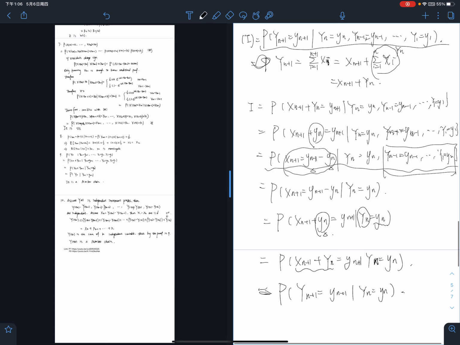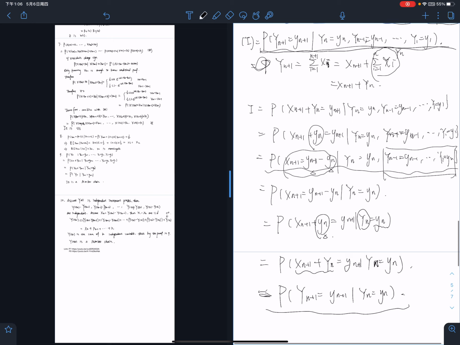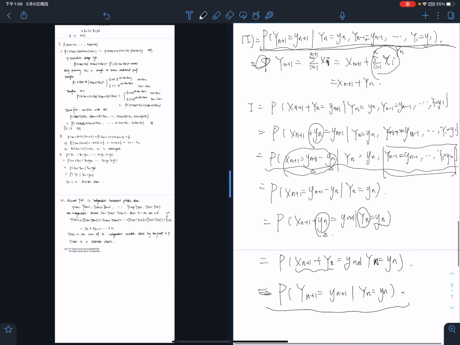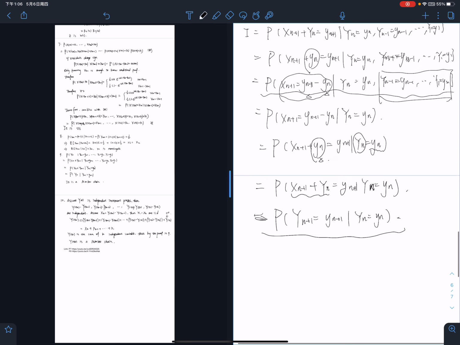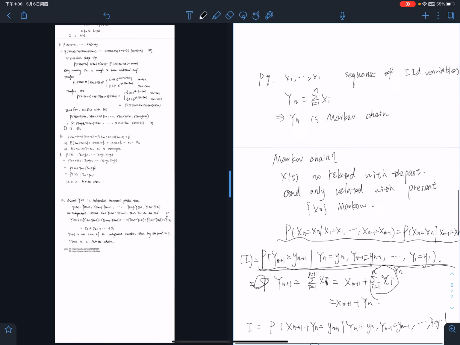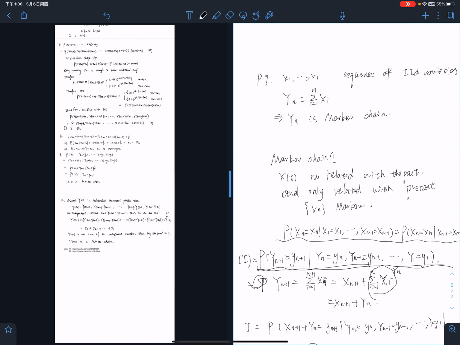So therefore, we have shown that for each n, the random variable Yn+1 is only related with the random variable Yn and has no relation with the past. Therefore, we successfully showed that Yn is a Markov chain. Therefore, we can draw the conclusion that the sum of IID random variables should be a Markov chain.